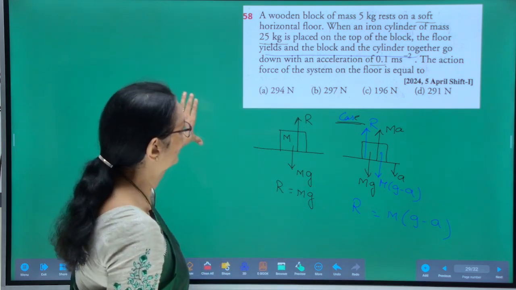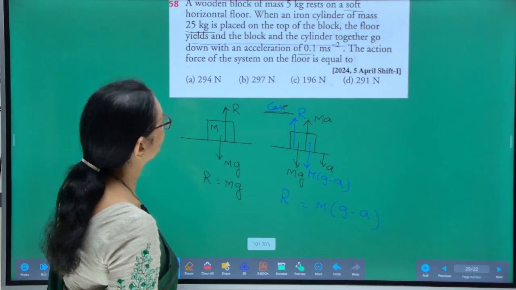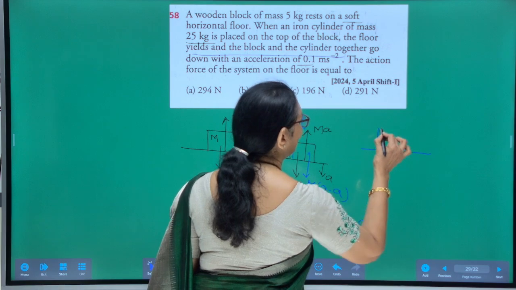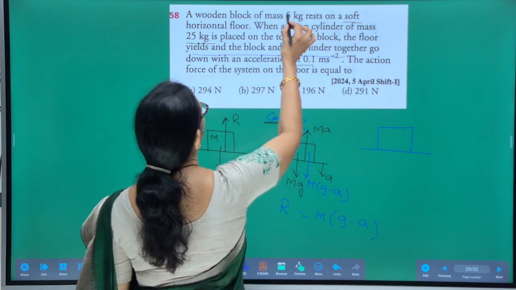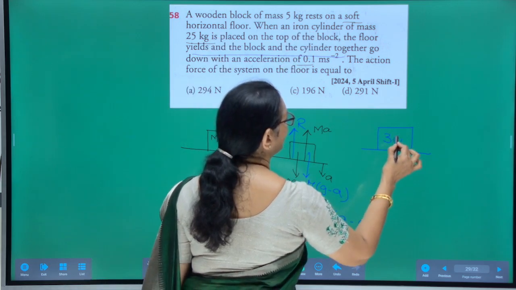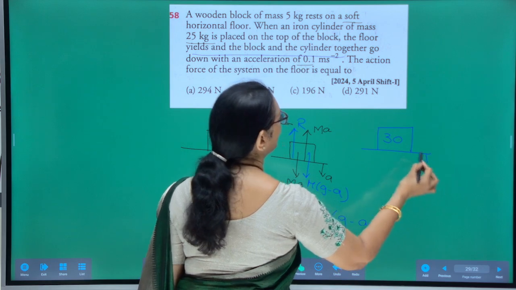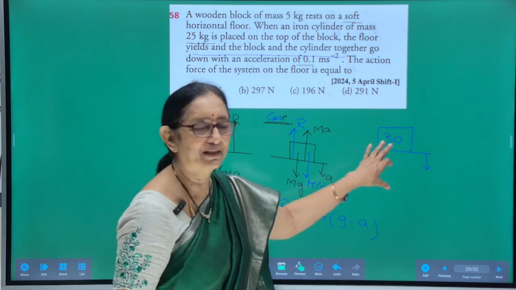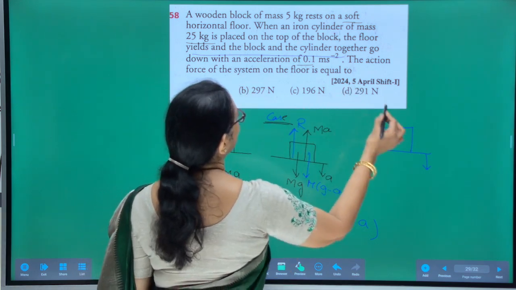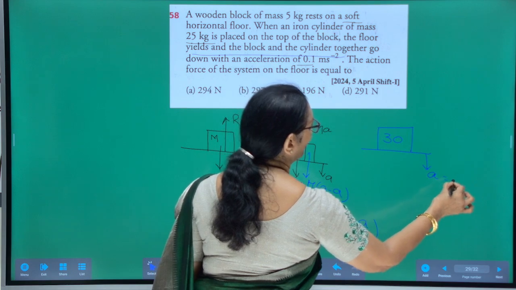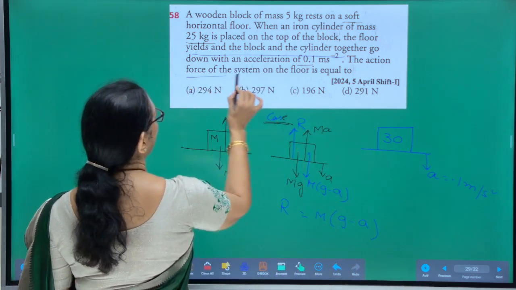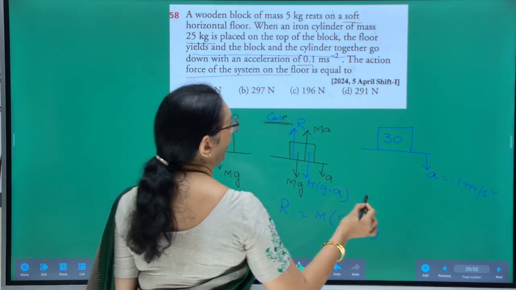Just look into this problem here. In this problem, the block and the cylinder together are of mass 5 kg plus 25, 30 kg. And this moves down when the cylinder is put over the block, and it's moving down with an acceleration 0.1 meter per second square. The action force of the system on the floor.